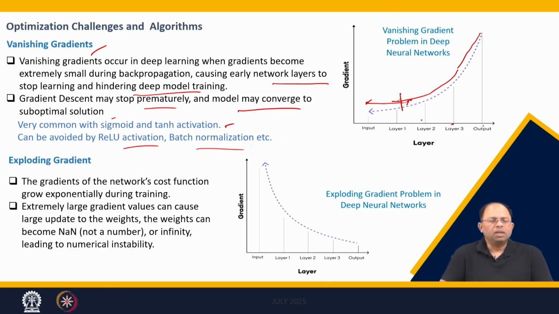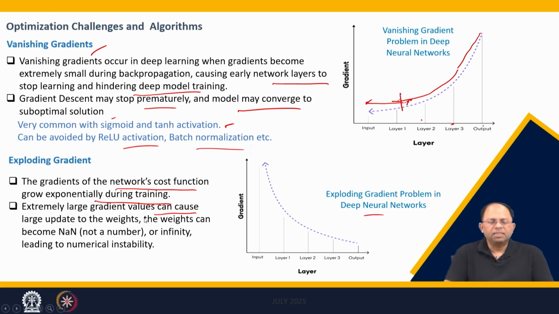Then there is the problem of exploding gradients. Over here, what is happening is that the gradients of the network's cost function grow exponentially during the training phase, and extremely large gradient values can cause problems. This is also during back propagation.